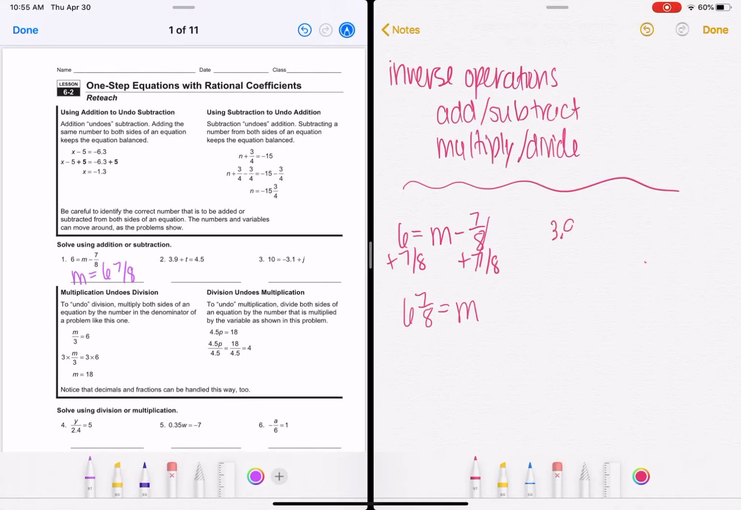Number 2, we have 3.9 plus t equals 4.5. Now, since it's written this way, with t after the 3.9, since it's being added, we're going to subtract 3.9 from both sides. 3.9 minus 3.9 is 0, so those cancel. We have t equals 4.5 minus 3.9. 15 minus 9 is 6. Don't forget the decimal, and 3 minus 3 is 0. So t equals 0.6.